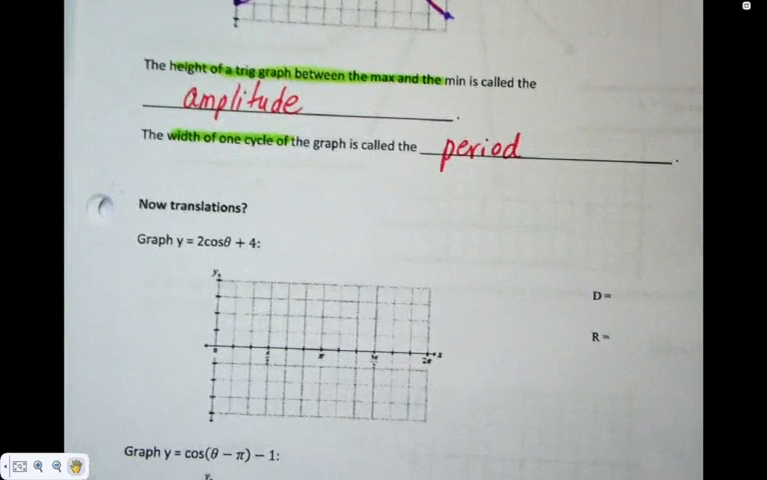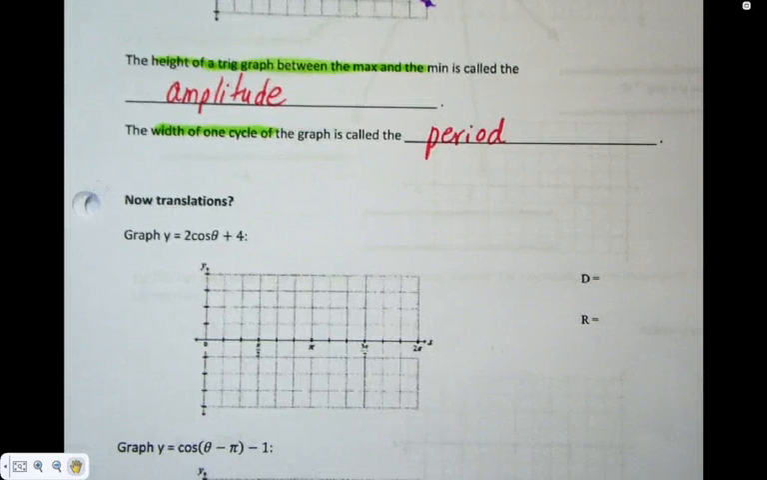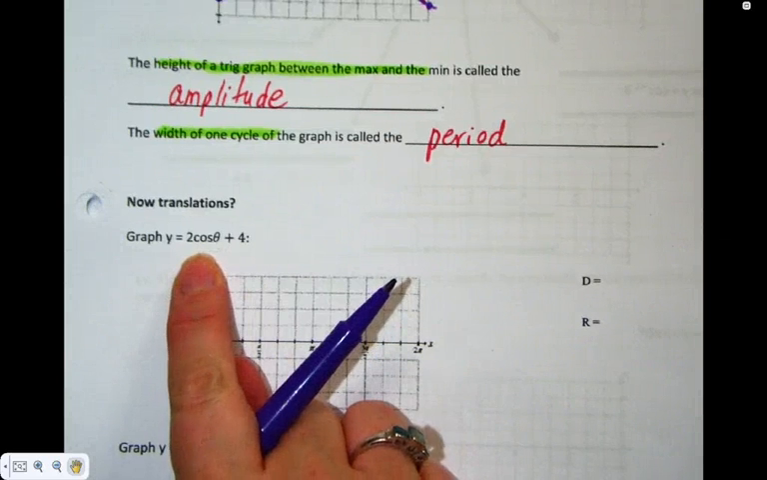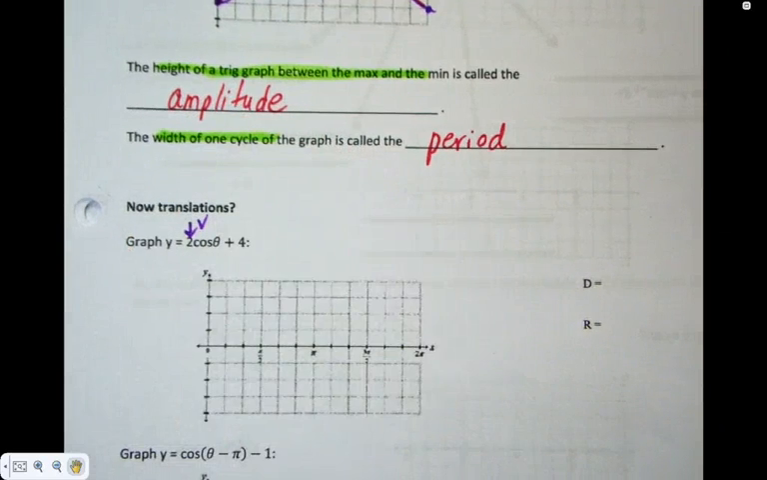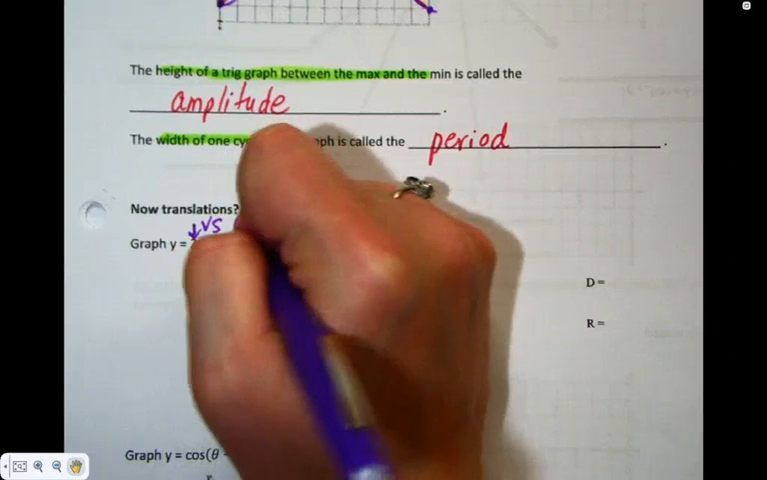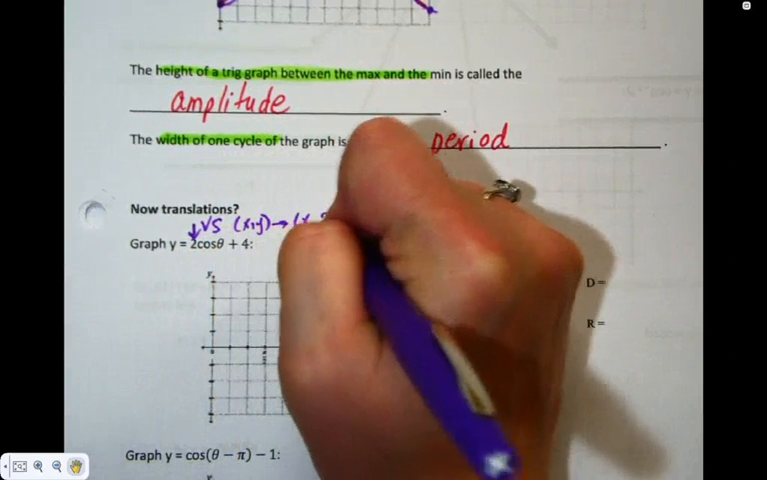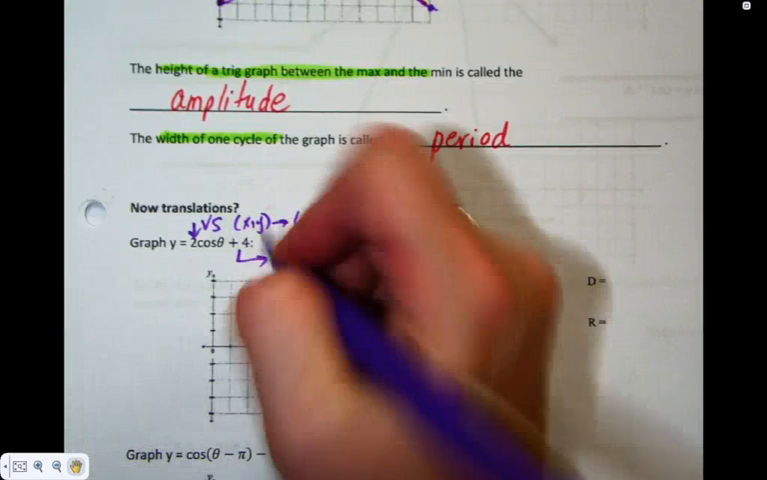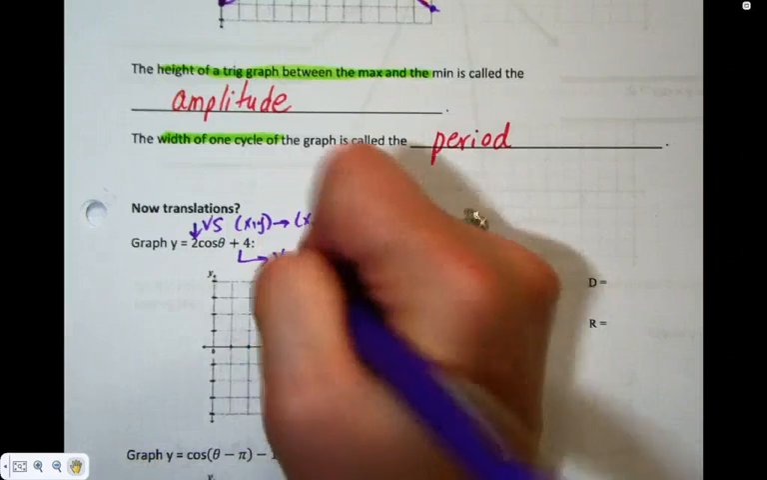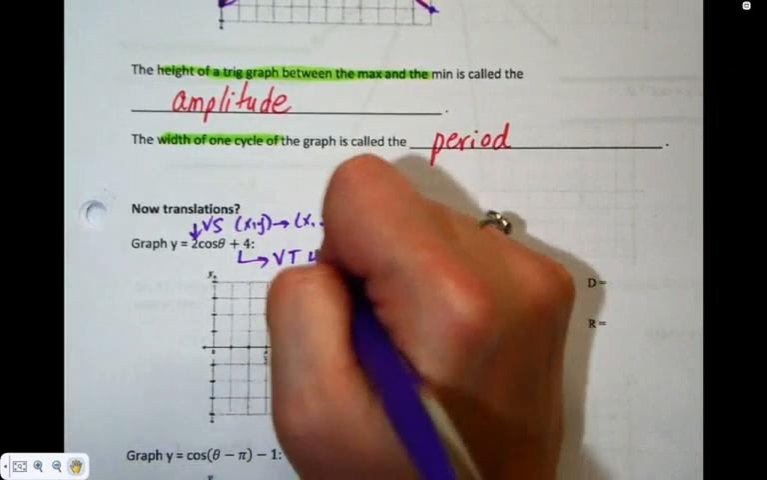Let's do some translations, because why not? The 2, inside brackets or outside brackets? Multiplication or addition, subtraction? Whole number or fraction? Vertical, xy goes to? The 4, outside brackets or inside brackets? So it is vertical, it's an addition, so it is a translation, 4 units up.